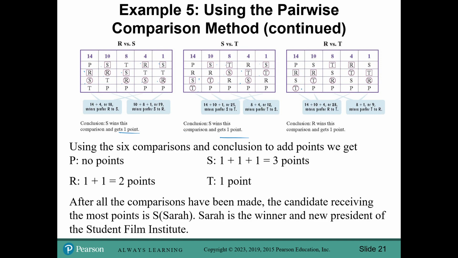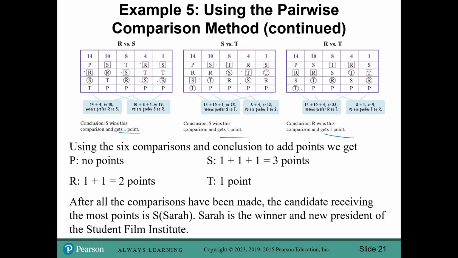And in the very last one, we compare R to T. R wins on this one, T wins on this one, R wins on this one, and T wins on this one. So we got a 14, 10, 4 for a total of 28 for the R to T. And we got an 8 and 1 for the T to R, so clearly R wins this 1 point.